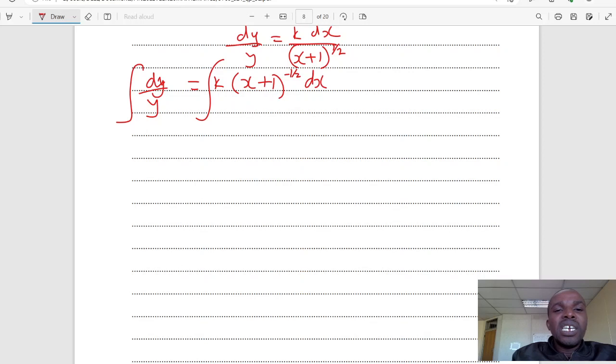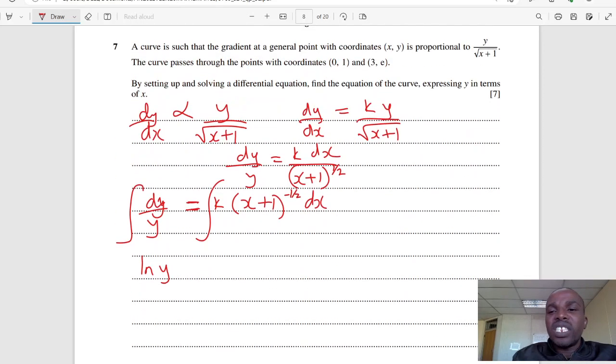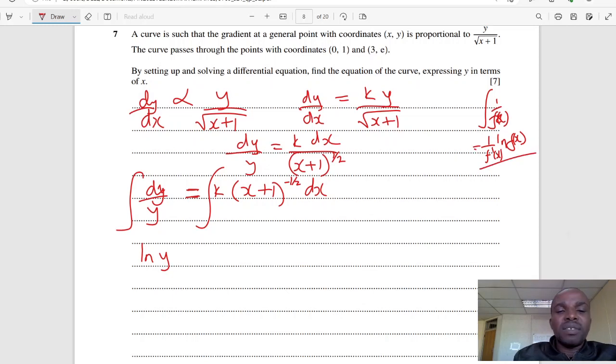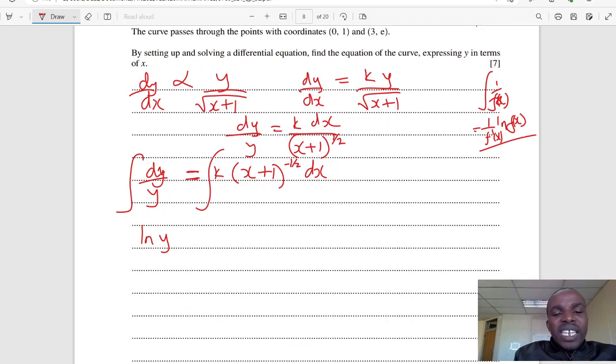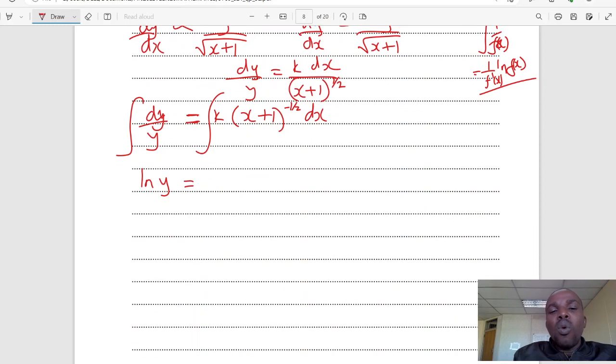K is a constant. It's more like a number, maybe 2, 1, 3, whatever number. So you just have to maintain that part. This side will be ln y. That's integration of 1 over f of x. If you can integrate this part, it will just be ln f of x. Actually, it's 1 over the derivative of f of x, then ln f of x plus a constant. Then it will be ln y in this case. Then derivative of y is 1.